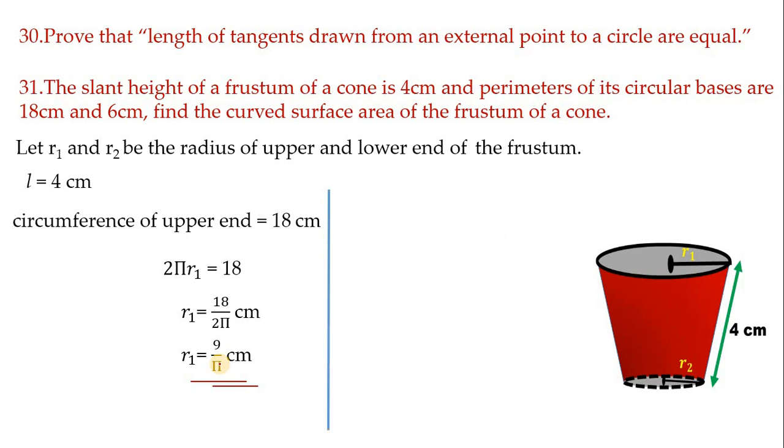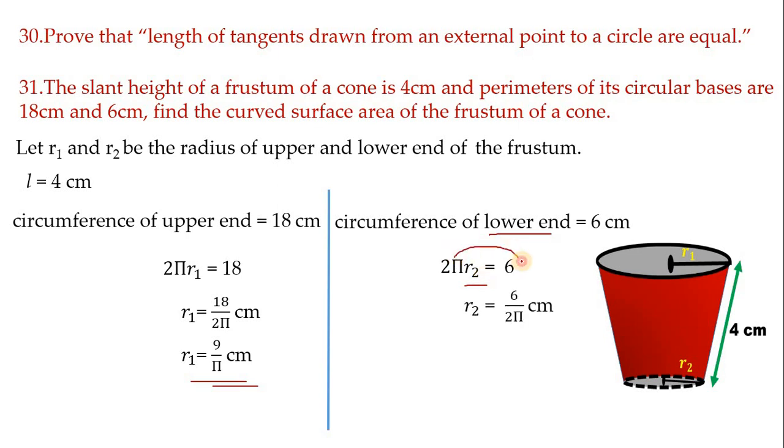Similarly, let us find r2 value. Let us write circumference of lower end, children, that is 6 cm. Now write 2 pi r2 is equal to 6. R2 you write as it is, and this 2 pi transfer this side. It has become the denominator. The cancellation is possible: 2 ones are 2 and 2 threes are 6. So R2 value is 3 by pi centimeter. See, this is R1 value and this is R2 value.